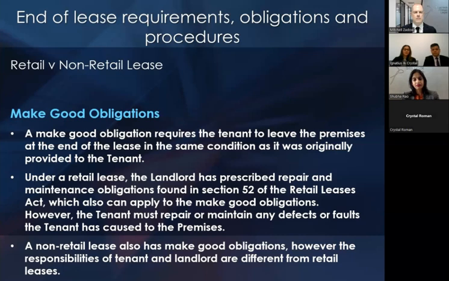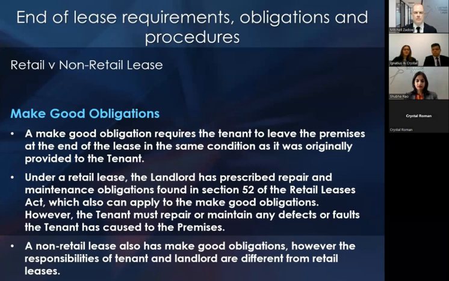So what is the make good clause? A make good obligation requires a tenant to leave the premises at the end of the lease in the same condition as it was originally provided. So this means that generally a tenant is required to remove their fit out and any property when the lease is over. In practice, making good requires the tenant to leave the space clean and tidy, and to repair any damage that has been caused during the duration of the lease. It also requires the tenant to remove fixtures, installations, and floorings that have been installed.